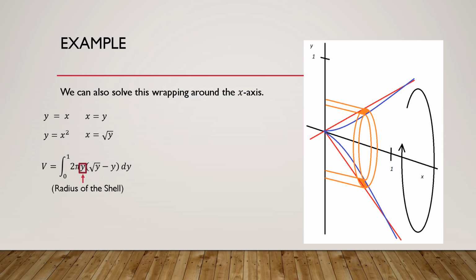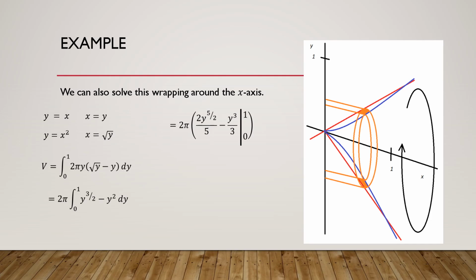In this integral, y represents the radius of the shell, and the square root of y minus y is the height of the shell. The 2 pi can be moved again outside the integral, then simplify to be from 0 to 1 of y to the 3 over 2 minus y squared dy. We take the integral, giving us 2 pi times the quantity of 2 times y to the 5 over 2 over 5 minus y to the 3rd over 3, evaluated from 0 to 1.